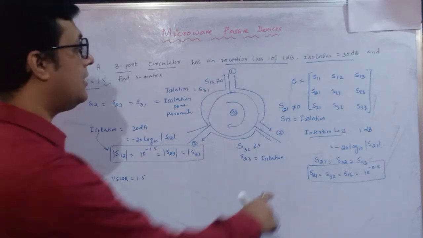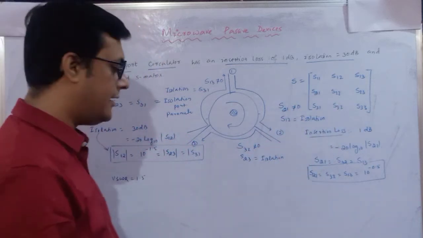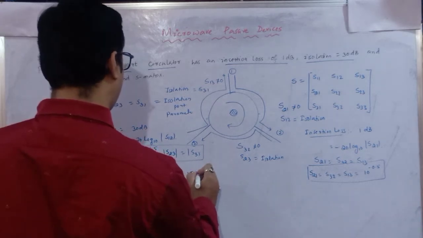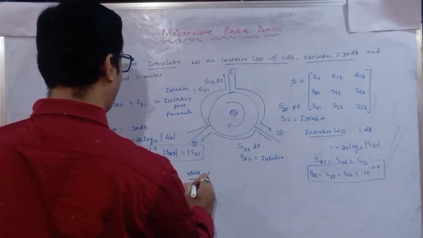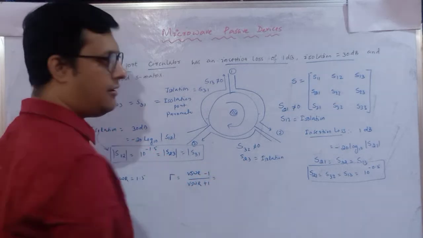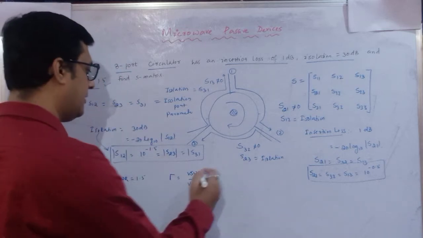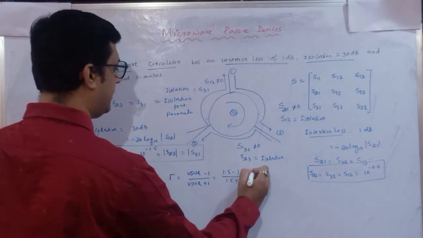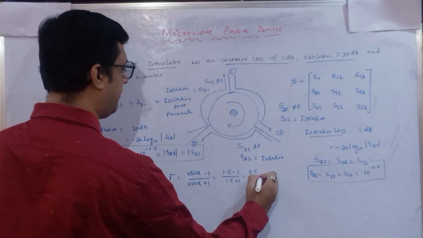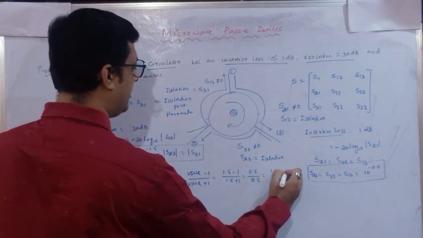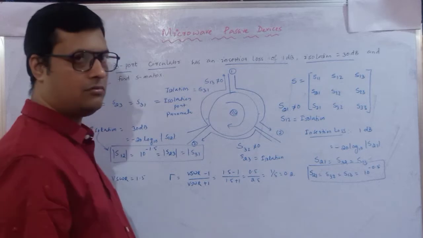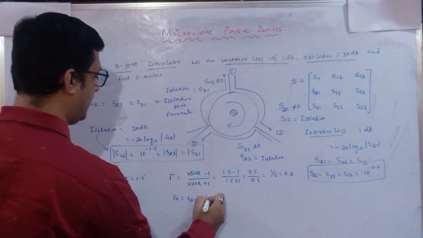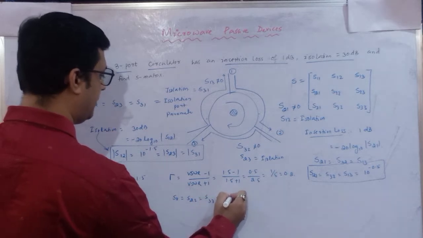If VSWR is given, you can determine the reflection coefficient. How? The reflection coefficient is (VSWR minus 1) divided by (VSWR plus 1). This relation we have already seen in our transmission line equation. So here I can write (1.5 minus 1) divided by (1.5 plus 1). So it is 0.5 divided by 2.5, that is 1 by 5, or 0.2. So that means S11 equals S22 equals S33 equals 0.2.